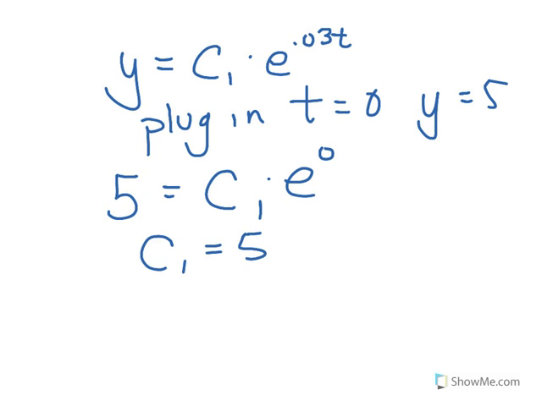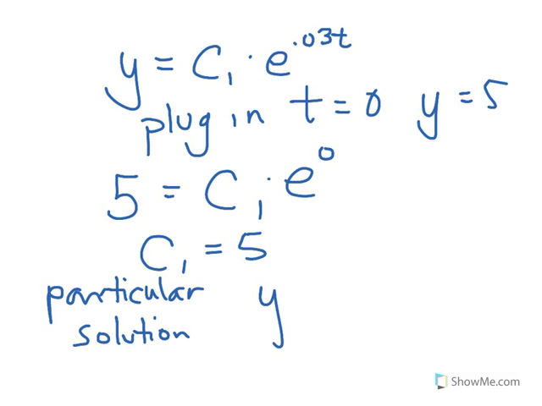So our particular solution for the initial condition given is the following equation. y equals 5 times e to the 0.03t. And if we were to change the initial condition, we would also change the value in that particular case. So this would be the particular solution for this particular differential equation. This is probably one of the hardest parts to do.